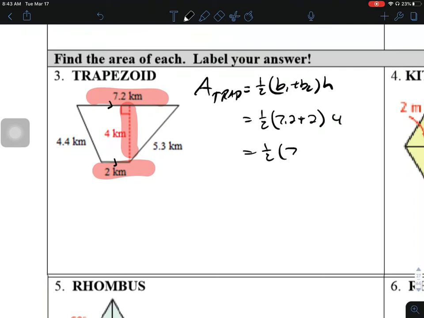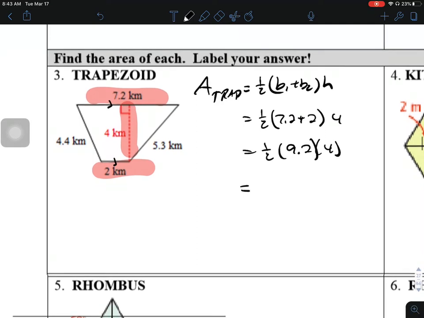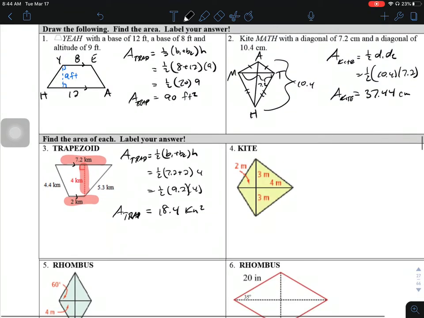So it's half of 7.2 plus 2 times the height of 4. That's half of 9.2 times 4. Let me just throw that in my calculator real quick because I think it's wrong on my paper. I get 18.4. I'd written something wrong on my paper, but still got the right answer. So 2 wrongs make a right, apparently. The area of this trapezoid is 18.4 square kilometers.